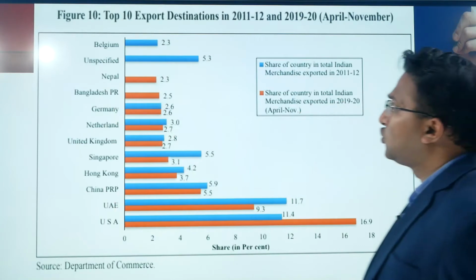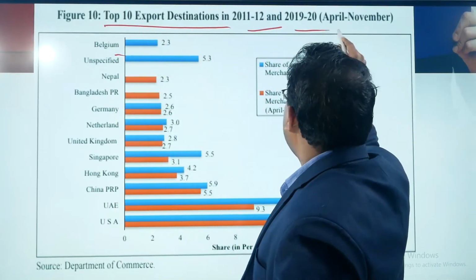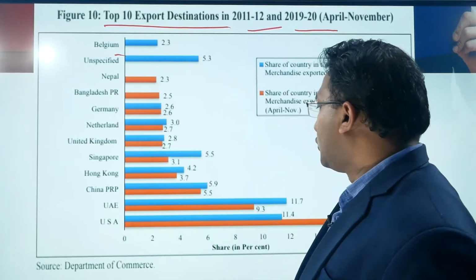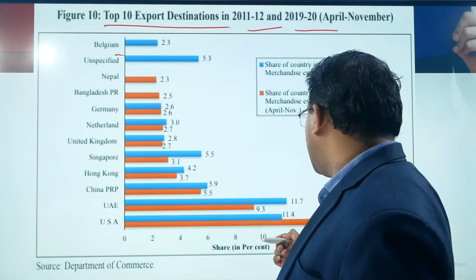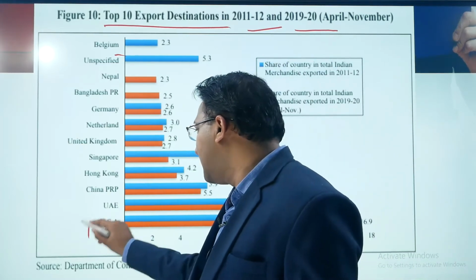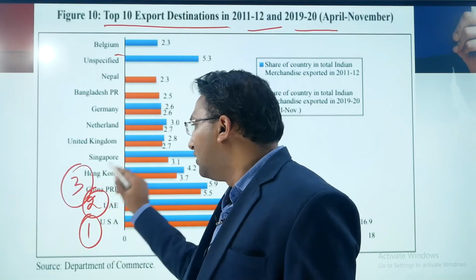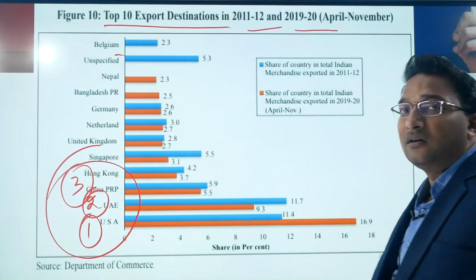Now, top 10 export destinations in 2011-12 and 2019-20. Again, this figure I have taken from the latest economic survey. So the top 10 export destinations: the first destination is USA, the second destination is UAE, and the third destination is China. You just need to remember these three names, nothing else. So this is a very factual diagram.